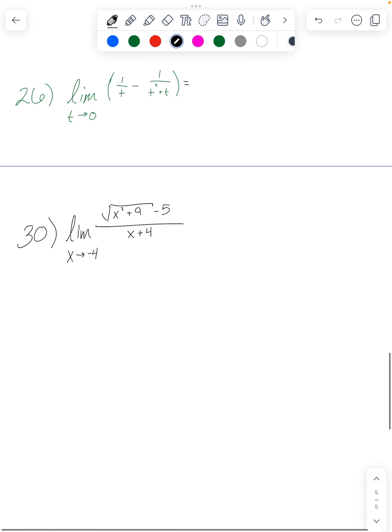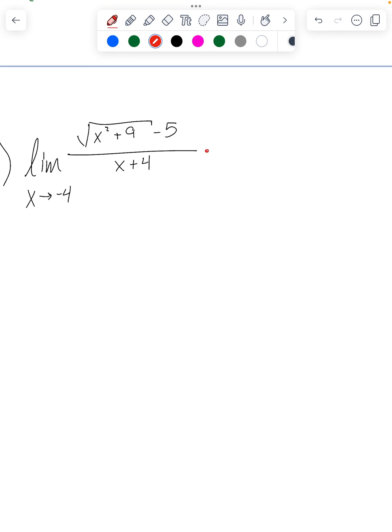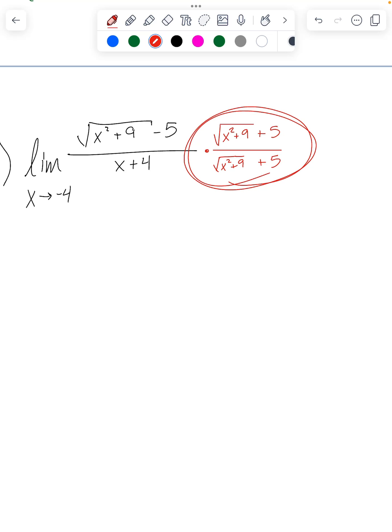I'm going to go to problem 30 because it's the same idea. Same idea here. What we need to do, I see a conjugate opportunity. Something minus 5 multiplied by that thing plus 5 over that thing plus 5. And again, this is just the number 1 in a fancier format, so I'm not changing the value of the problem. I would encourage you, if you struggled with either one of these problems, to pause the video, try to simplify it, and then unpause and check your work when you're done.